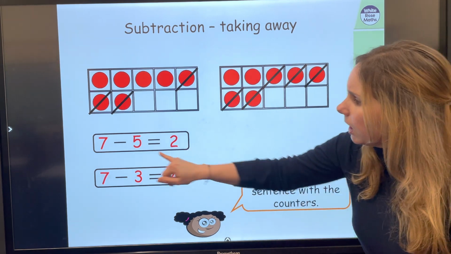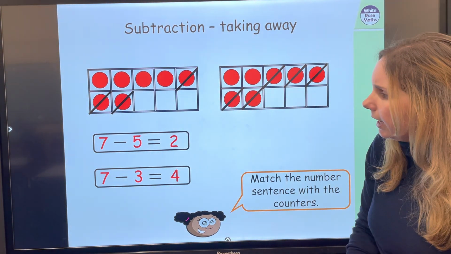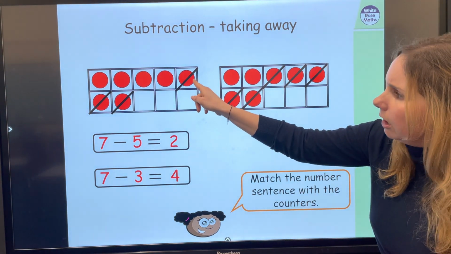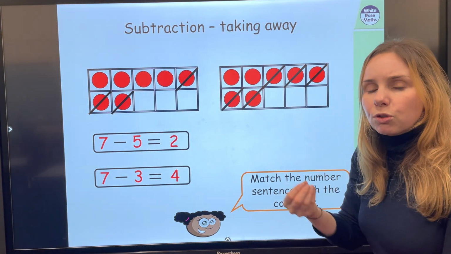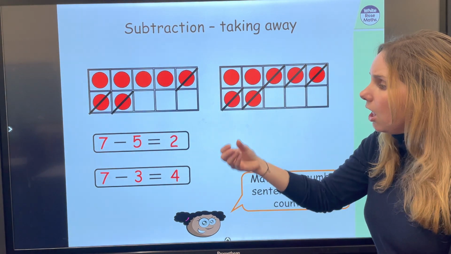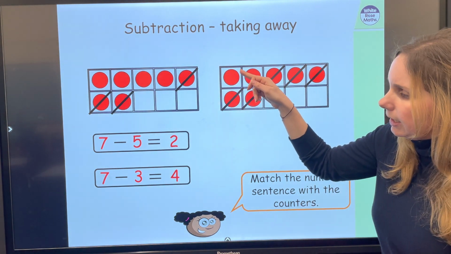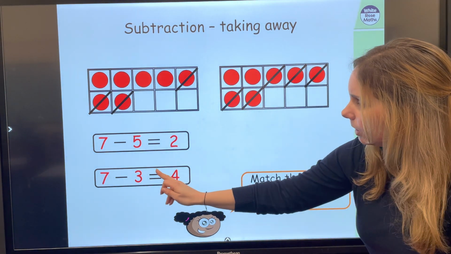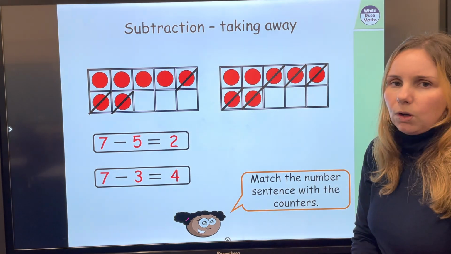Now I know that we are subtracting because we've crossed out, we're taking away, but I need to see which one. How many did we take away on here? 1, 2, 3. We subtracted 3. We took away 3. So, can you tell your adult which number sentence? Hopefully you've said 7 subtract 3 equals 4. 1, 2, 3, 4 left.